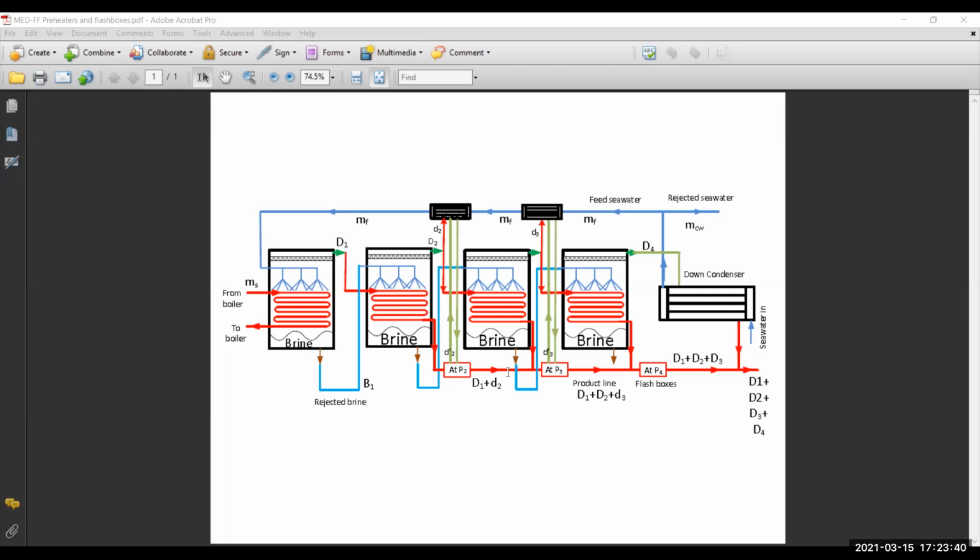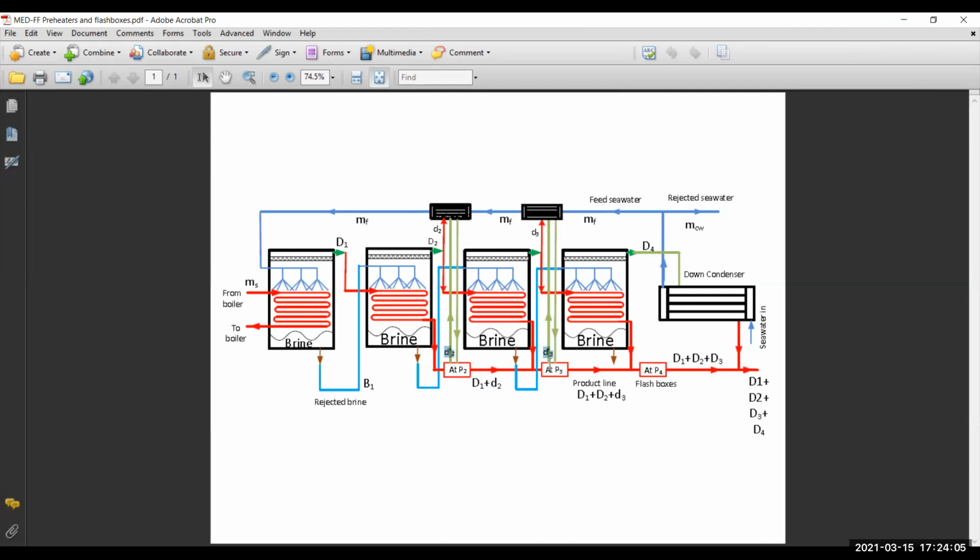We have basically what is coming here is D1 and D2 together. So these ones are coming from the previous effect. But we are going to add this one to them, which is basically D2 or capital D2, which is the vapor that has left effect number 2 and has entered here, and it will condense and then join them as they are getting in.